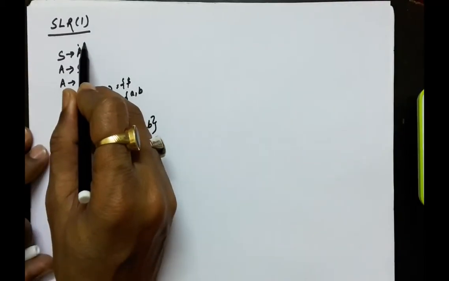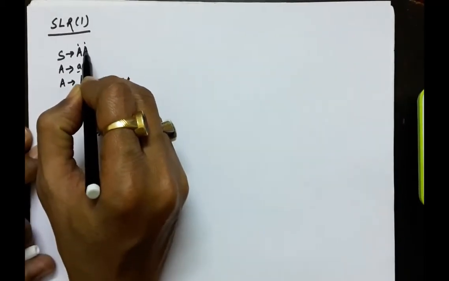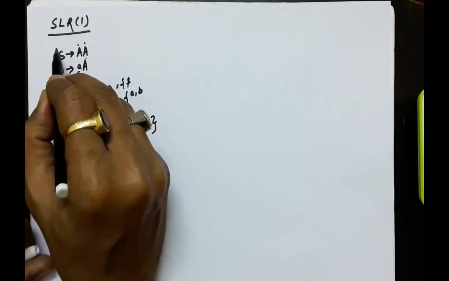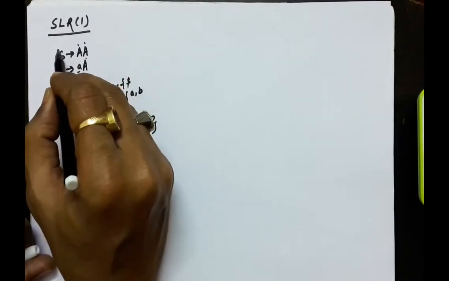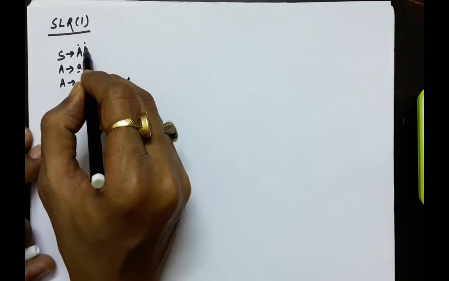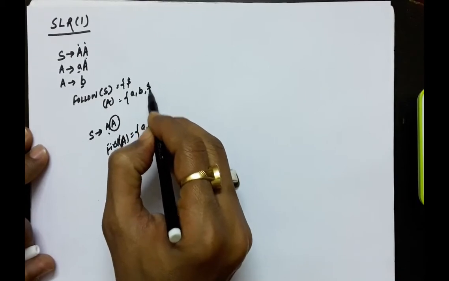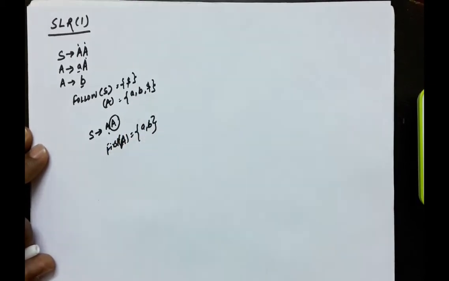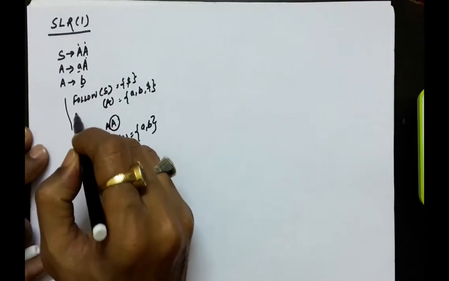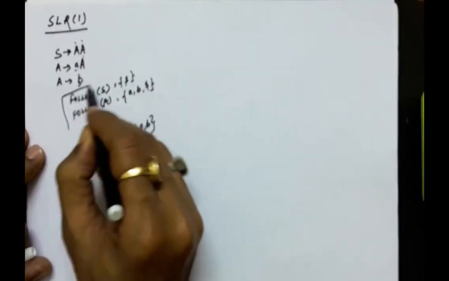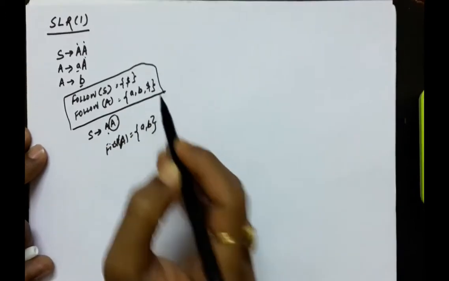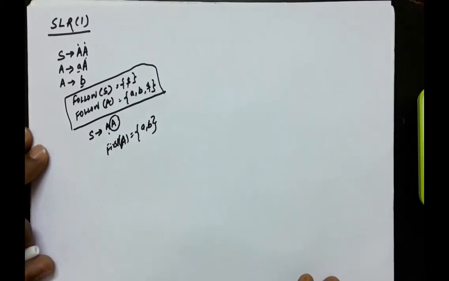Now, according to this particular item, that is capital A, follow of A will be the same as follow of S. That means all the symbols that are in the follow of S will also be in the follow of A. We know that in the follow of S, we have dollar. So dollar will also appear in the follow of A. So these are the follow symbols that we have found. After computing this follow, when we write the reductions in the table, we will be writing reduction items only at the places of the follow.